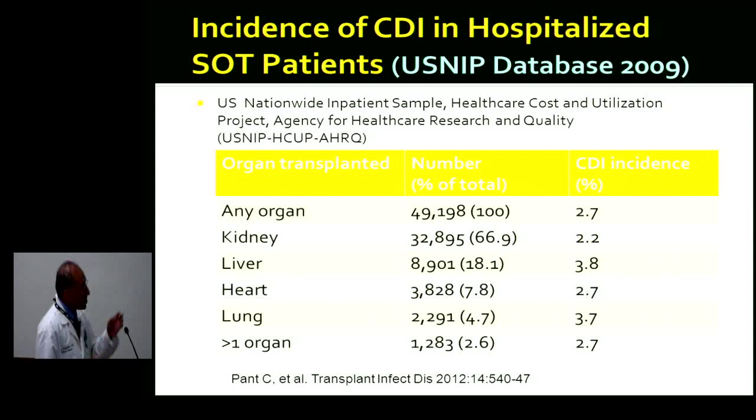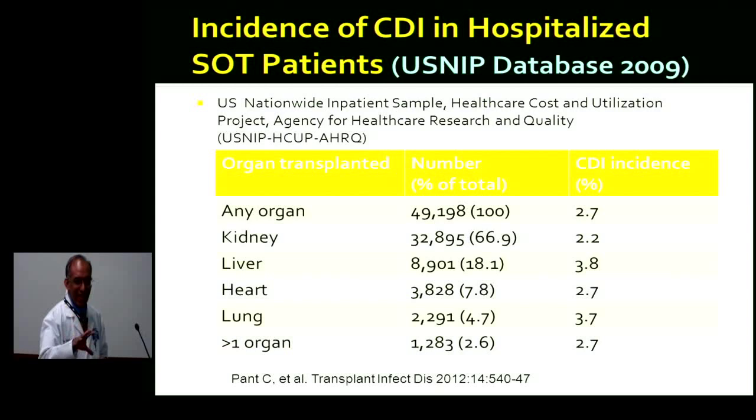So just to equalize some of that, this was a recent paper that was published. It uses the same national inpatient-wide database that we looked at, but they looked at just 2009. And in 2009, there were 8 million discharges in the US from 1,000 hospitals. So that's the database. When they looked at it, they found close to 50,000 patients who were solid organ transplant patients, and they examined all of them. Did they have a discharge diagnosis of C. difficile as well? And it was thought to be 2.7%. In the rest of the non-transplant population in this database, the incidence was 0.8%. So we know clearly there's a higher incidence.